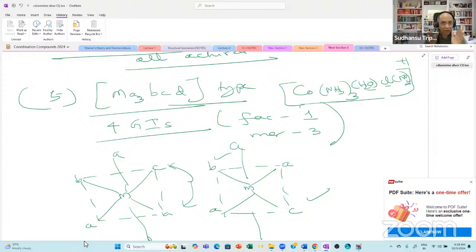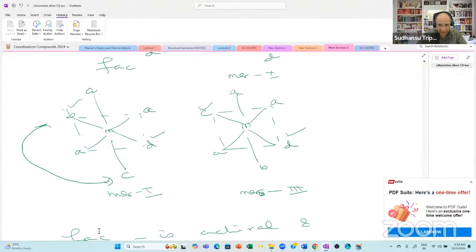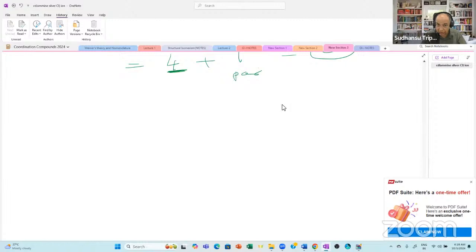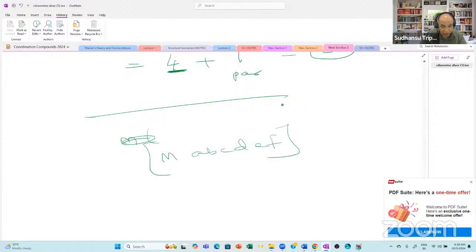And I'll also tell you tomorrow how geometrically, I mean mathematically, you will visualize and reconcile why. For example, a type, I'm not discussing today, M, A, B, C, D, E, F, this type, we'll discuss tomorrow. All the ligands are different. 6 ligands, octahedral. This will have 15 forms, GIs, and each of them is chiral. So 15 plus 15, 30.